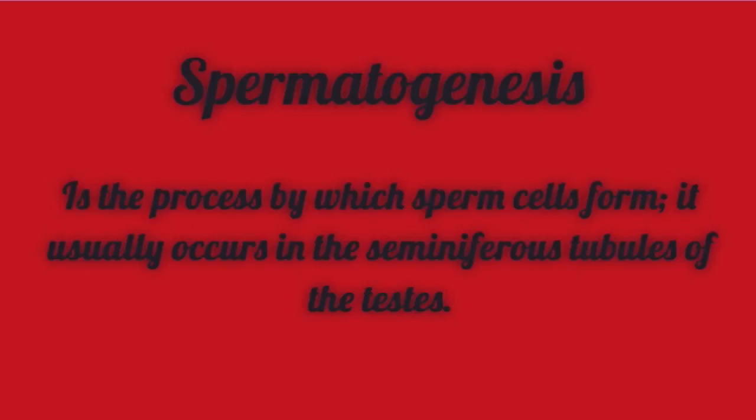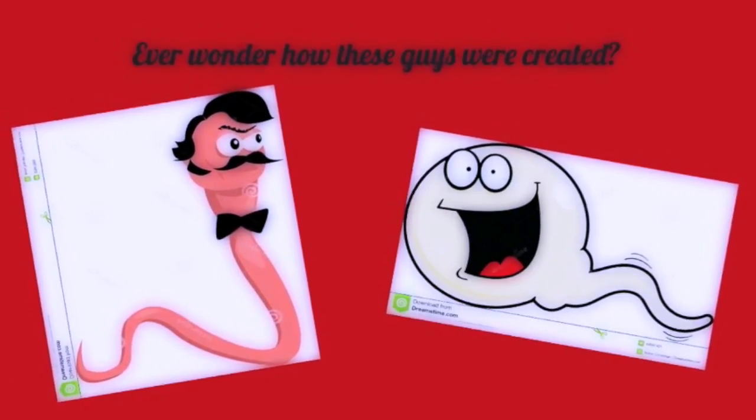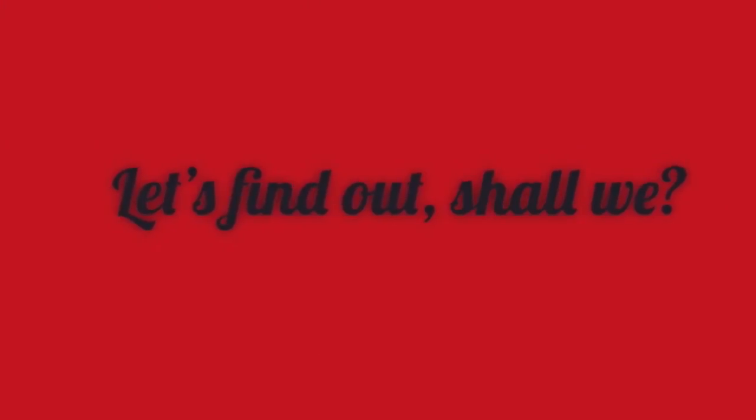Spermatogenesis is the process by which sperm cells form. It usually occurs in the seminiferous tubules of the testes. Ever wonder how these guys were created? Let's find out, shall we?